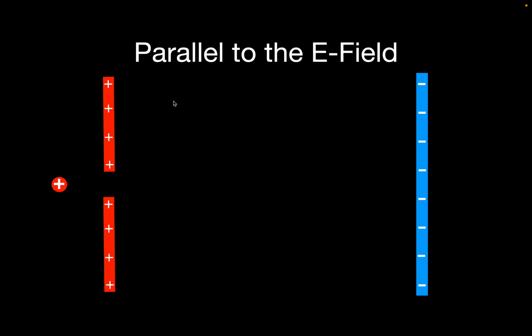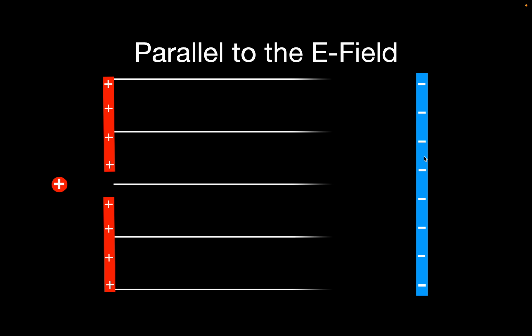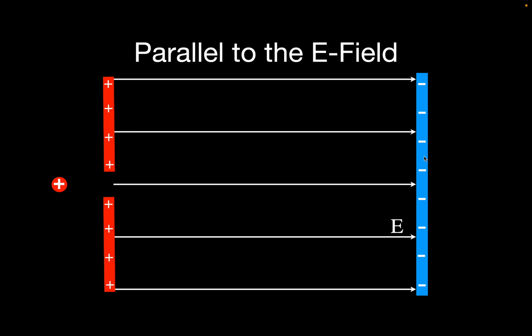Now, we're going to start here, as you can see, with parallel to the electric field, the motion of this charged particle. We have 2 plates, positively charged, negatively charged. Between those plates, we have an electric field. The electric field goes from the positive plate to the negative plate. That charged particle has some initial velocity in the x direction, and it is going to enter that electric field.